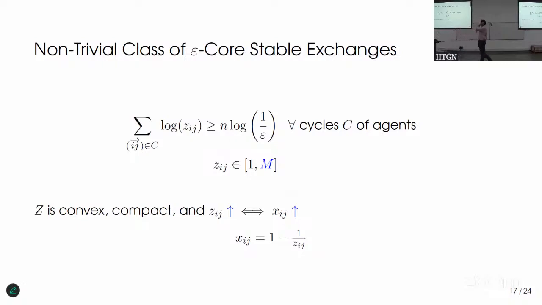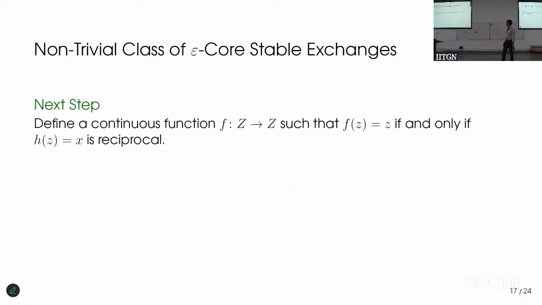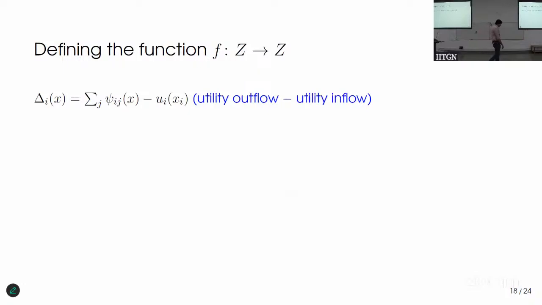Okay, so the first part is clear. So the next part is to define a continuous function such that the fixed points of this function correspond to reciprocity. Okay, so maybe we can drink this water, right? Okay.